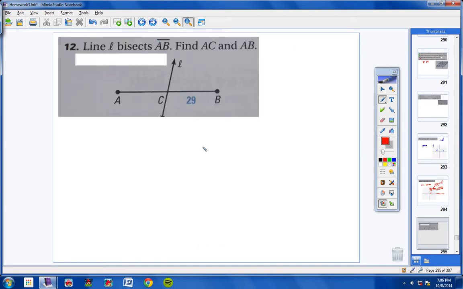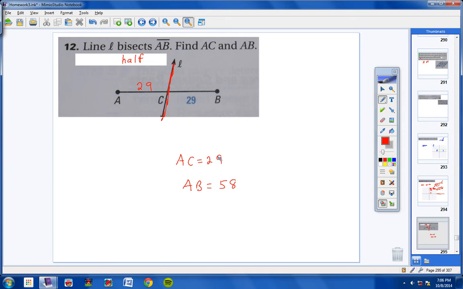Okay, moving on to number 12. Okay, line L bisects AB. That means it cuts it in half. Okay, so AB is cut in half. So if AB is cut in half by this line here, and the distance from C to B is 29, then we know the distance from A to C is also 29. Now find the length of AC. Okay, we just did, no problem. AC is 29. Now find the length of AB from A all the way to B. Well, that would be 29 plus 29, so 58.